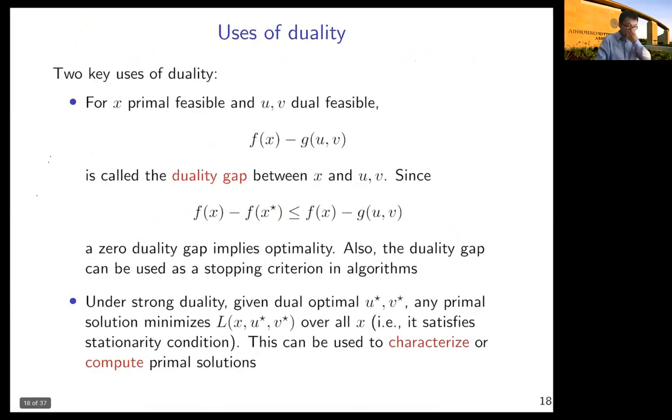Okay, so we'll take a break, and then in 2:03 we'll resume and talk about other applications of duality and KKT conditions.